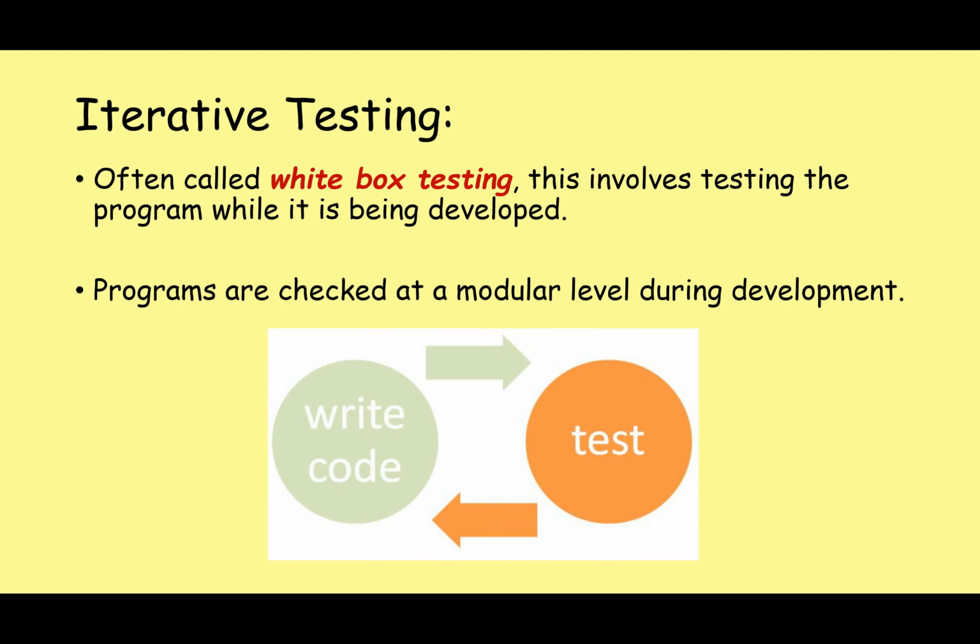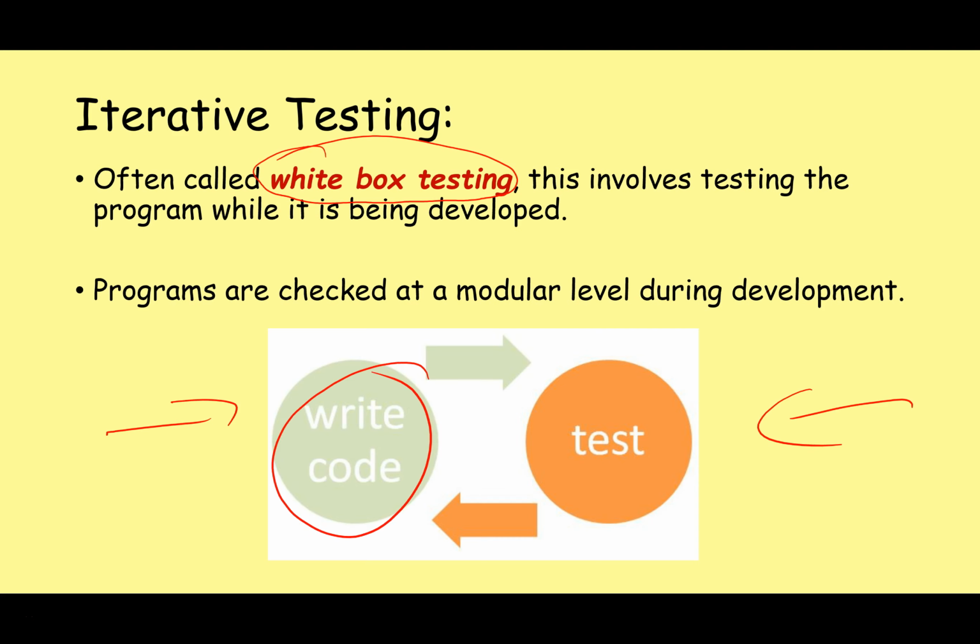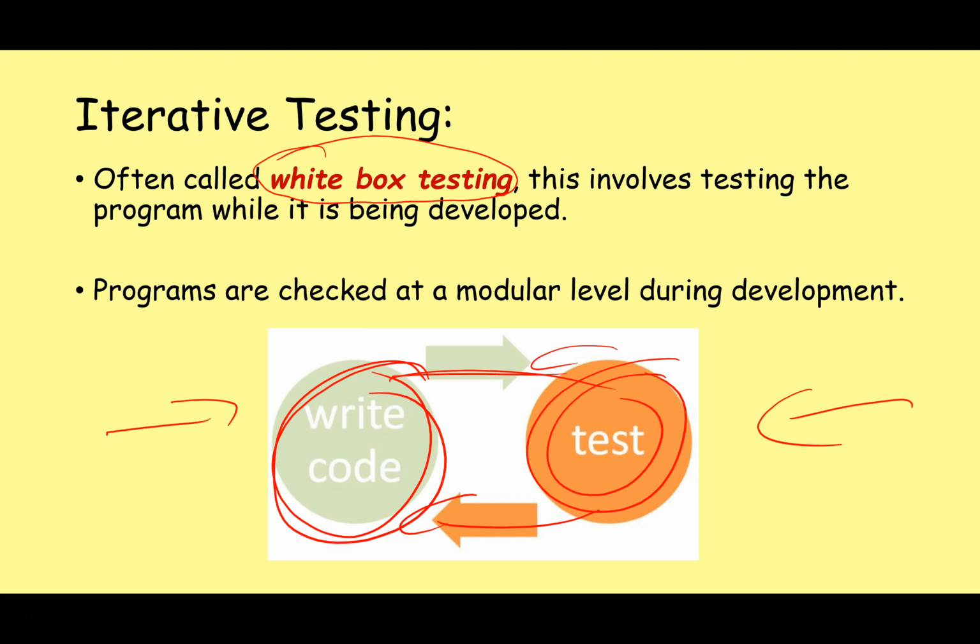So let's start with iterative testing. This is often referred to as whitebox testing. This involves testing the program while it is being developed. Programs are checked at a modular level during development. So this diagram here is pretty useful in understanding that. You write a block of code and then you test it. Then you write another block of code and then you test it. So every time you create a new subroutine, every time you create a function, a procedure, a block of code like a for loop, you test it, check that it works.